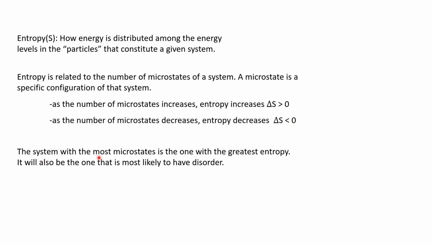The system with the most microstates, or the greatest number of microstates, is going to be the one with the greatest entropy. Now, when you have many microstates, what it also produces is disorder. So it will also be the system that is most likely to have disorder.